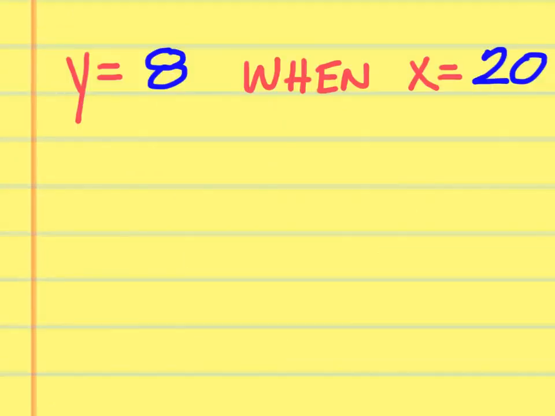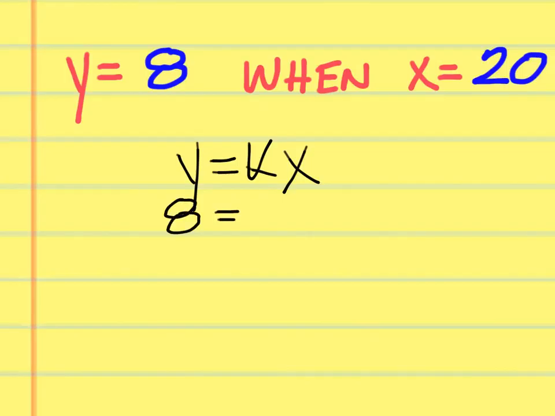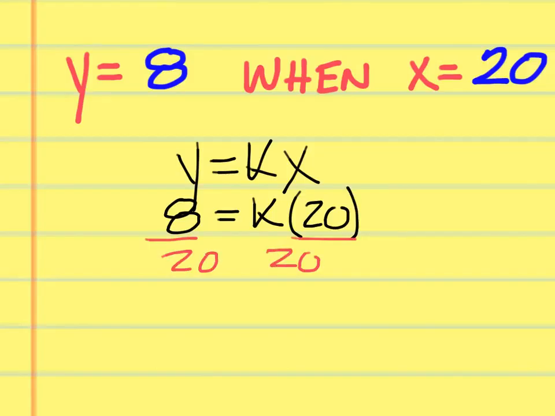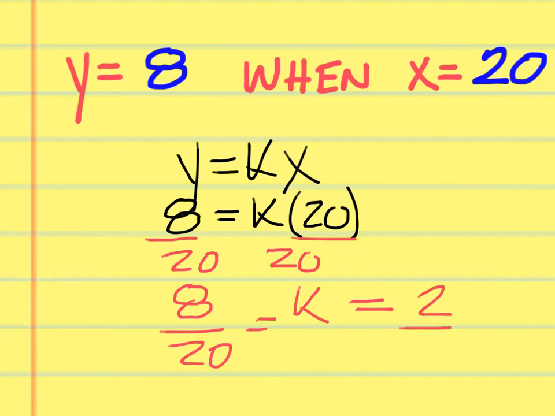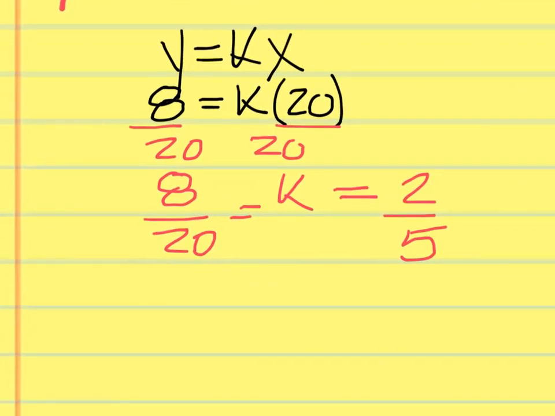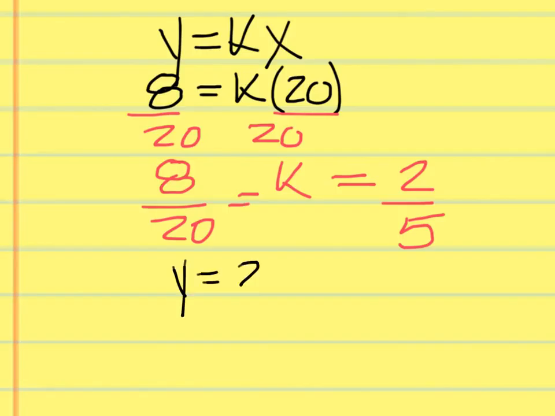The general equation is y equals kx, and you're going to insert 8 for y and 20 for x. Divide both sides by 20 to get 8 over 20 equals k, but that's not the answer. What is it? It is 2/5. So you must have y equals 2/5 x.